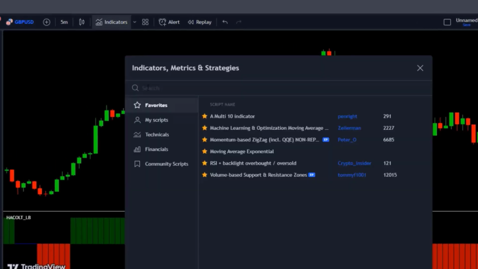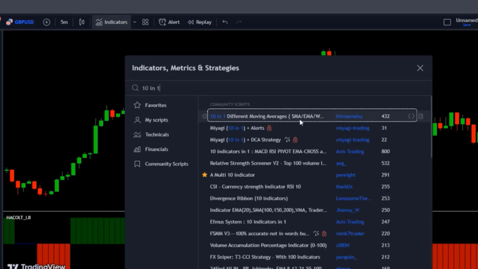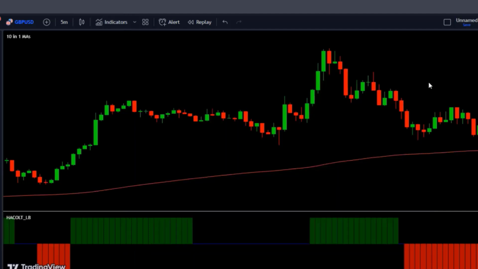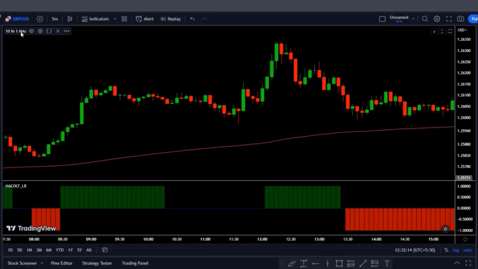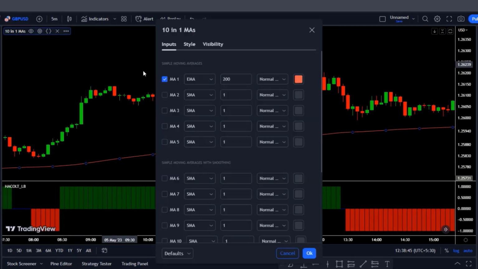As for the second indicator, we will add the triple moving average. Next step is to open the indicator's inputs to add 2 more moving averages to the chart.